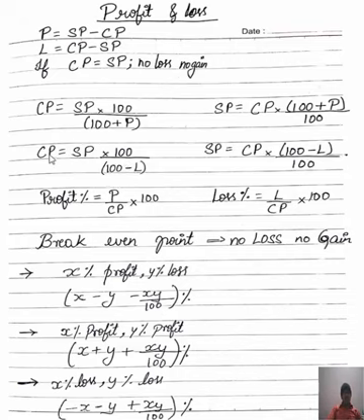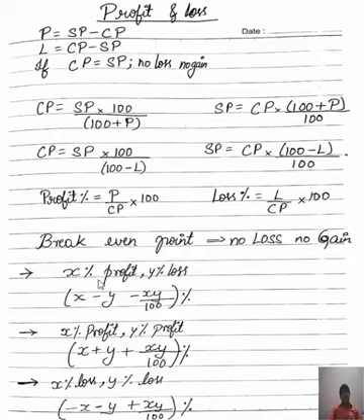Cost price is given by selling price into 100 divided by 100 minus L. At this time, cost price will be more, since this fraction will be less than 100. Profit percent equals profit divided by cost price into 100. Loss percent is given by loss divided by cost price into 100. Break-even point, as I discussed, is no loss, no gain.